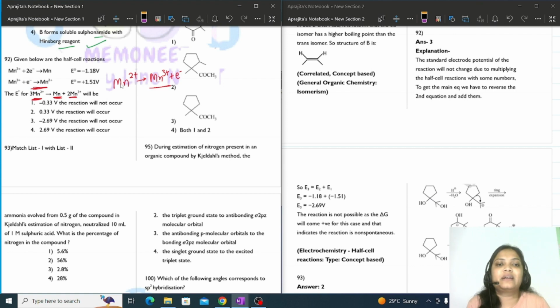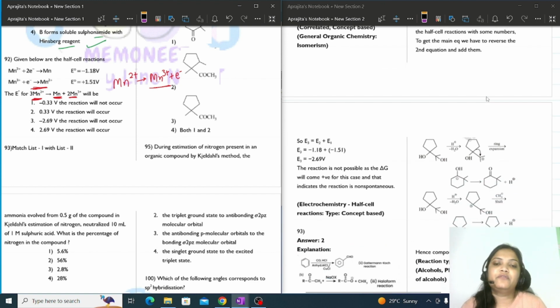Now we will be multiplying it with 2. So we will reverse the second equation and then add them. So the E naught will come out to be minus 2.69 volt.